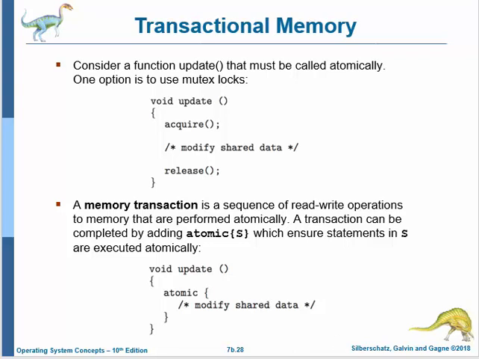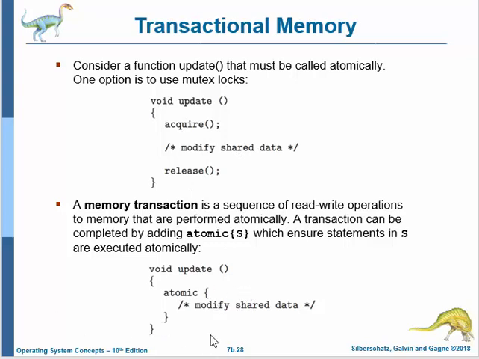So as an alternative to traditional locking methods, these new features that take advantage of transactional memory can be added to programming language. In this example, suppose we add the construct atomic S, which ensures the statements in S are executed atomically. This allows us to rewrite the void update function as follows. We just use the function atomic. So instead of using the acquire and release, we can use the atomic function.